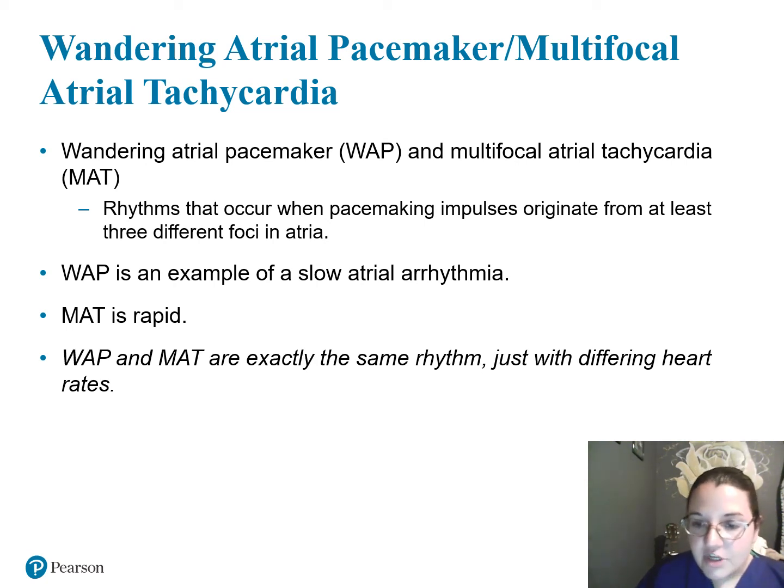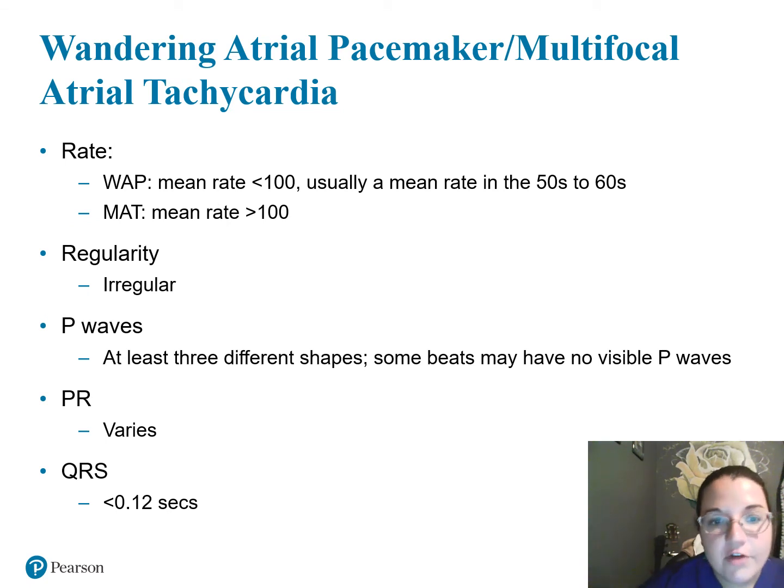So that's just a way for you to try and connect which one is the slow rate and which one is the fast rate. And always keep in mind we are talking about the atria, and that A stands for atrial, so that should also be another hint. Your WAP and your MAT, they are exactly the same rhythm, just with a different heart rate, which we already know that the WAP is slow and the MAT is fast. But now the question is, what is considered slow and what is considered fast? So, for the WAP, the mean rate is going to be less than 100, whereas your MAT rate is going to be more than 100.